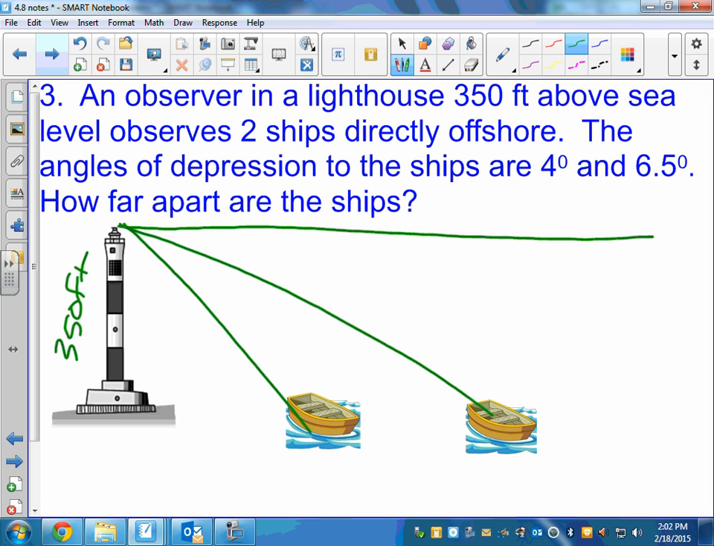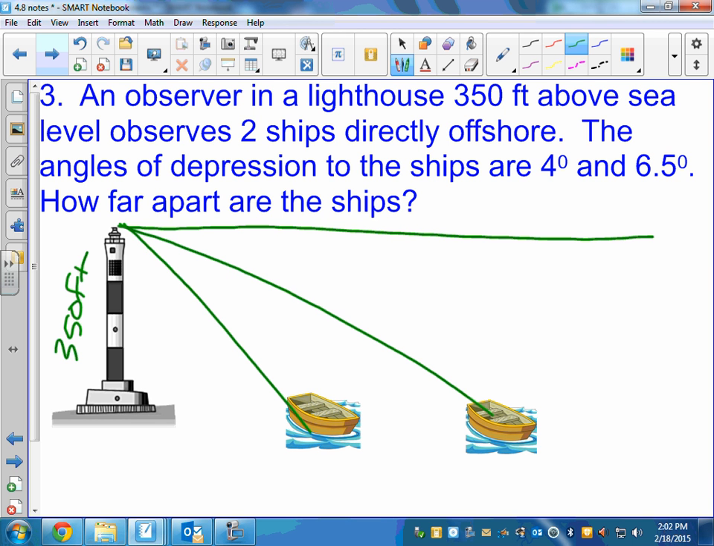No. Because I can't make a triangle to figure this part out, right? Like if you draw in this distance, that's not a right triangle. That's not going to be good. We don't want to do that yet. But what I can do is, can I find how far apart this ship is from the lighthouse? And find how far apart this other ship is from the lighthouse? And then what could I do? Subtract those, and that would find the distance in between.